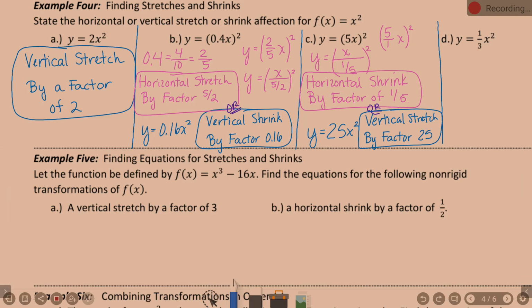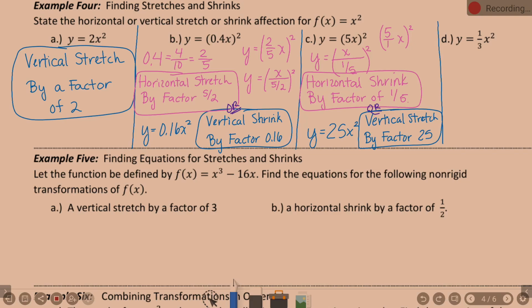Okay. One more in this section. D. Y equals 1/3 x squared. We're going to do the opposite. Something like multiplying, are we still going to divide? Nope. Just go straight for the answer. It's a vertical shrink by a factor of 1/3. You're overthinking it.